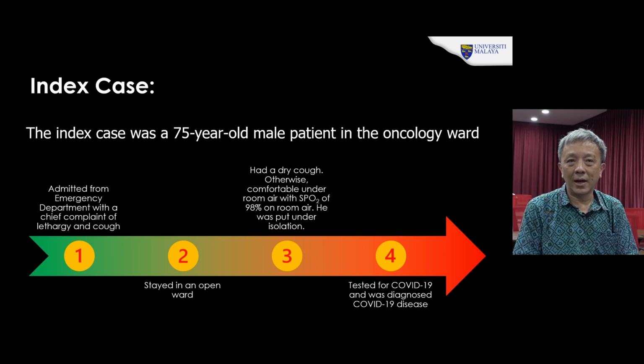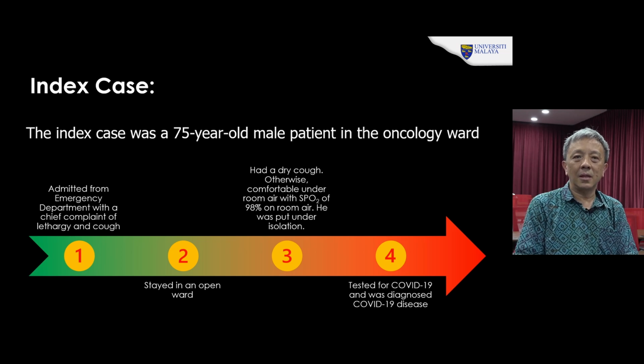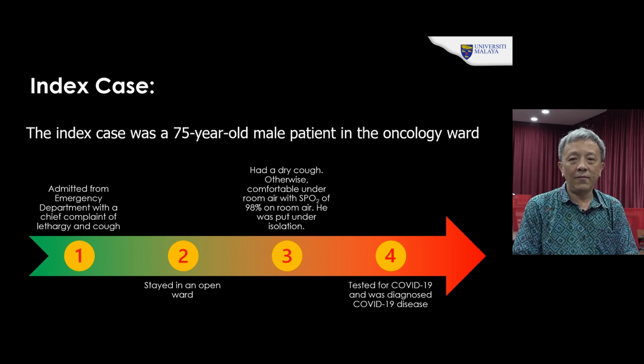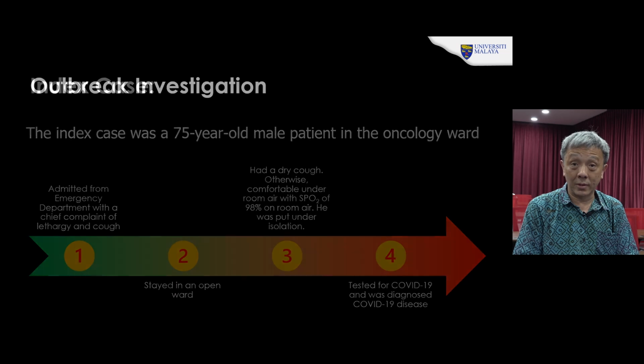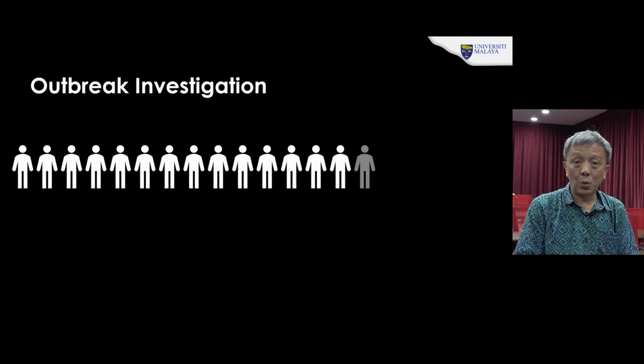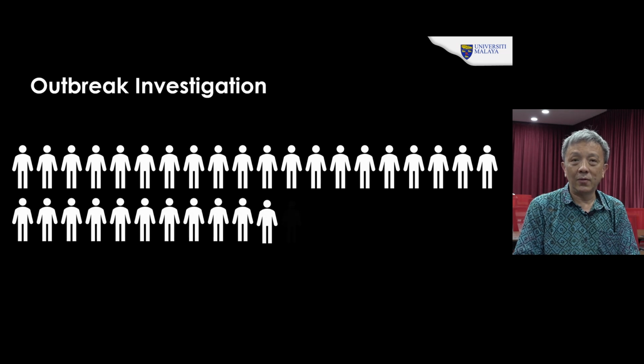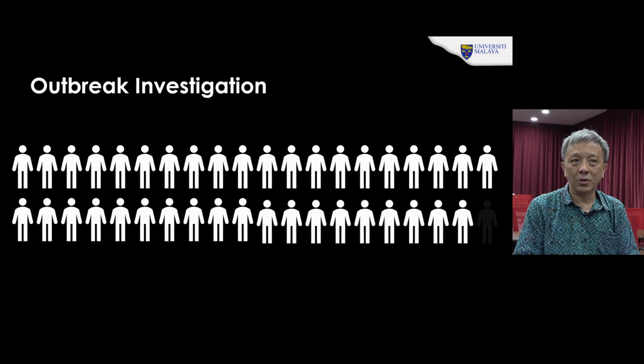He had a dry cough, otherwise comfortable under room air with SpO2 of 98% on room air. He was put under isolation. We tested him for COVID-19, and on day 4, he was found to be COVID-19 positive. So, what should we do? We started with the outbreak investigation.